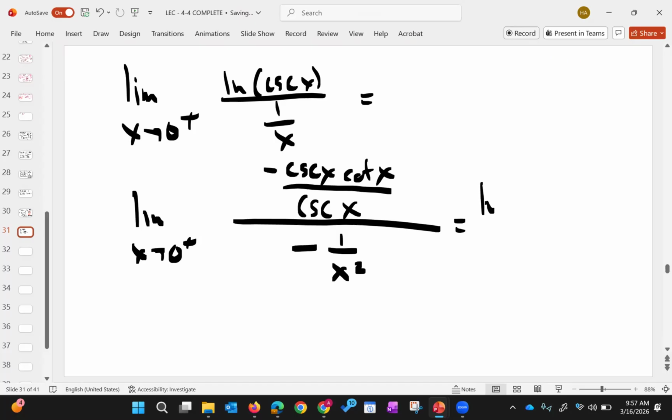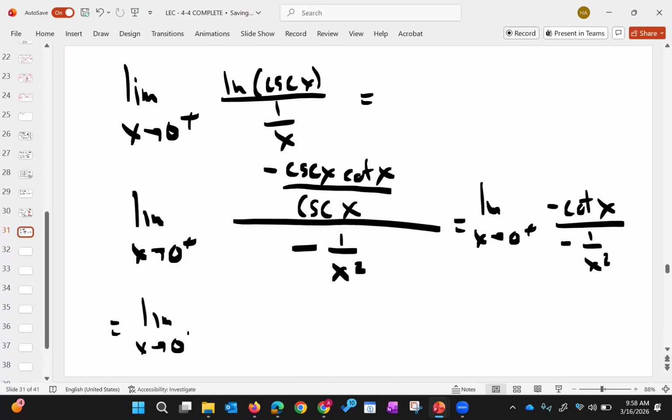Let's see, limit as x goes to 0 on the right-hand side. Oh, I like this. Cosecants are gone, is that right? Boom, boom. I have myself a negative cotangent of x. That's where I'm sitting at right there. And I got myself, oh man, negative 1. Okay, so negatives are gone. Is that true? Yeah. So I'm getting closer here. I'm getting there. Let's see what else I'm getting here.